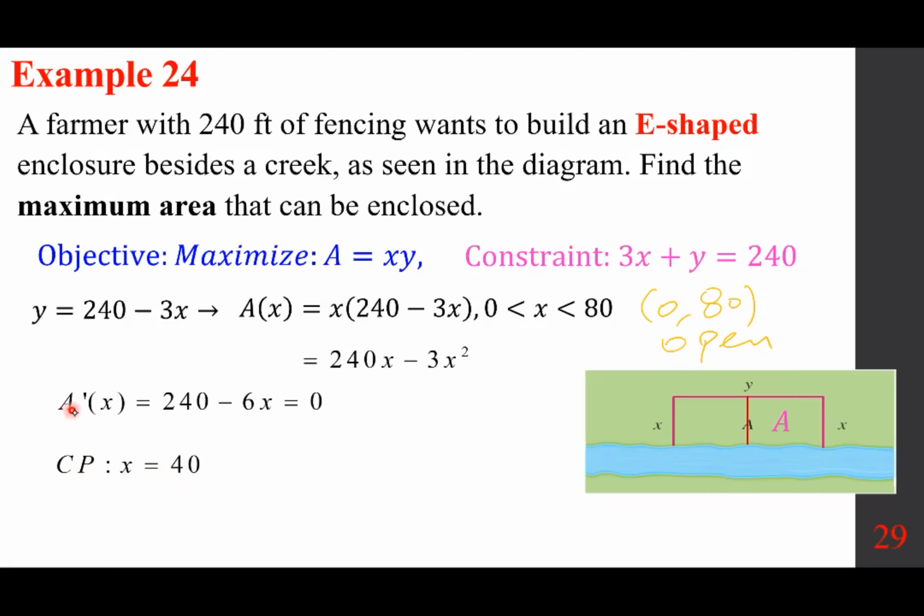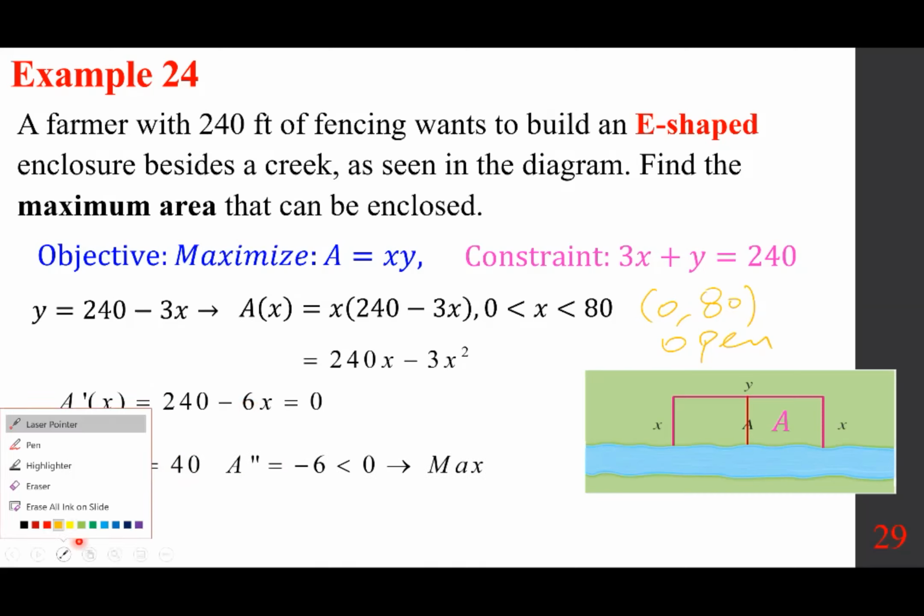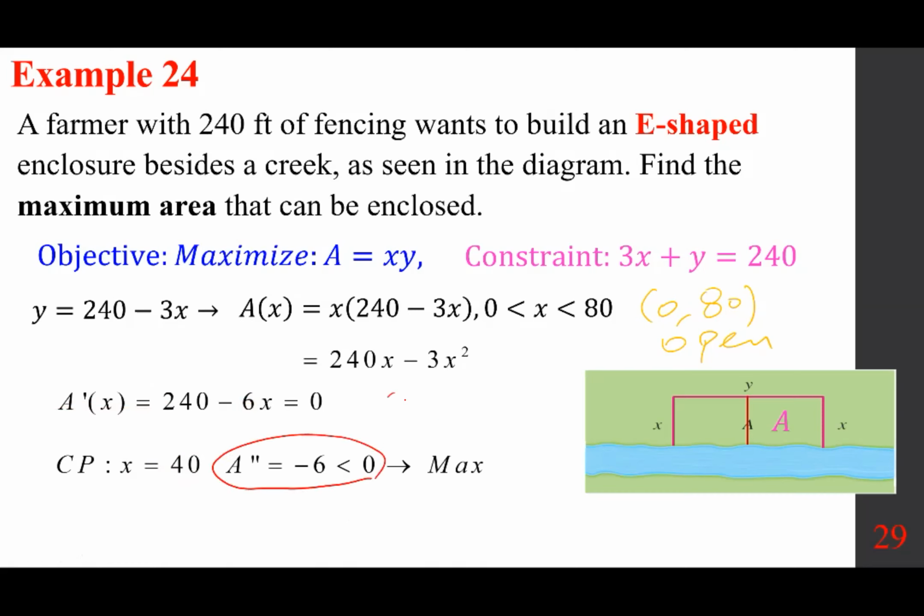An easy way: find the double prime, which is negative 6, and it becomes a maximum. Why is that? Because when the second derivative is negative, it means it's concave down, looks like this. So if x equals 40, you can go back to this or this equation and find the y. 240 minus 3 times 40 makes it 120 feet. So the dimensions are 40 by 120, and therefore the area is the product of the two, which is 4,800 square feet.